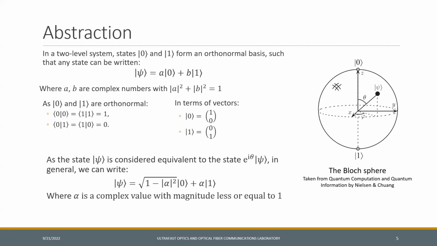And so for this reason, I find a better way to write these states instead of doing complex A plus complex B is to think about one complex value, which I'm going to call alpha, and then just multiply your state, whatever it is, by a global phase, such that this quantity always is a perfectly real number.